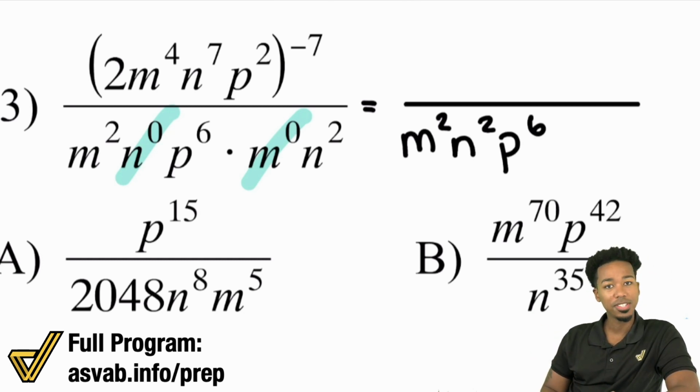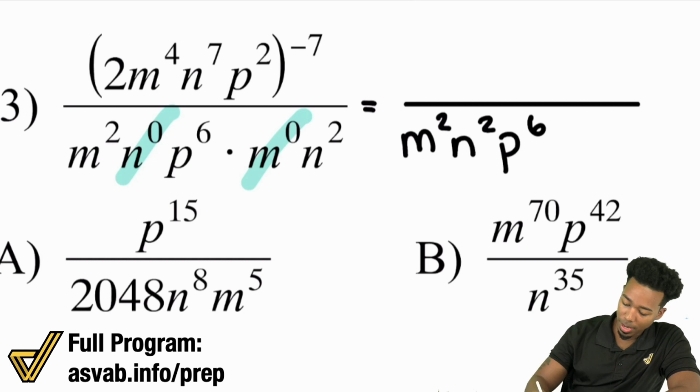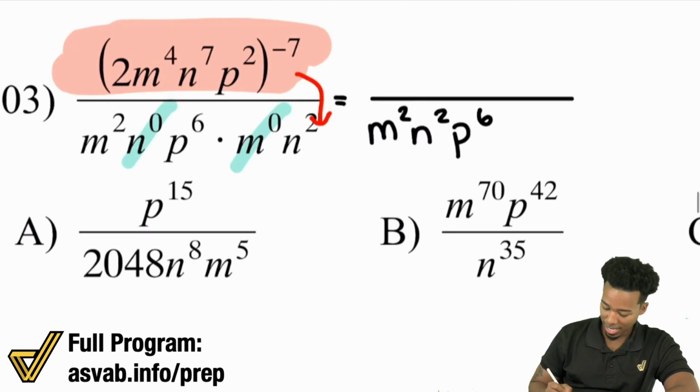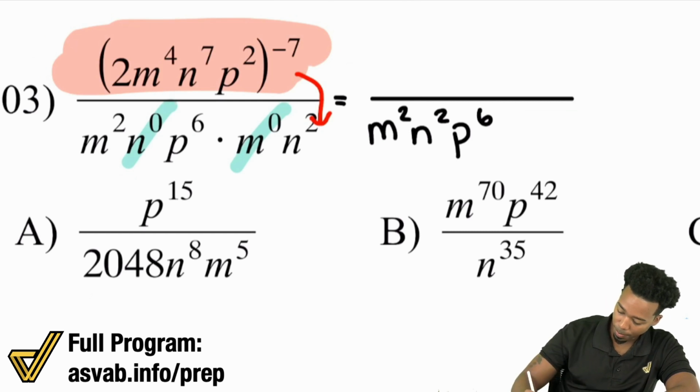But what do I notice? Well, if I want to make this a positive 7, all I have to do is take all of this and move it to the denominator to make it a power of positive 7. And that's exactly what I'll do.